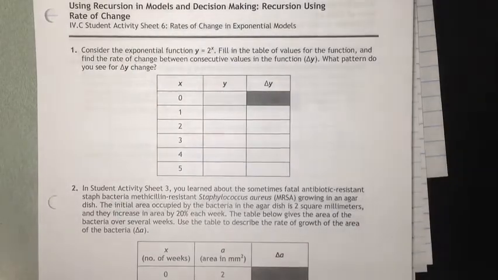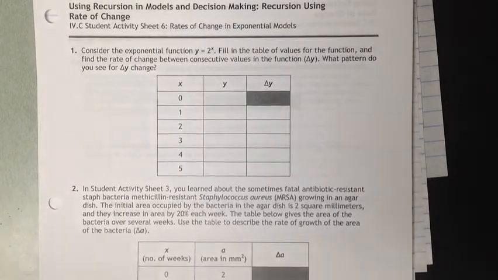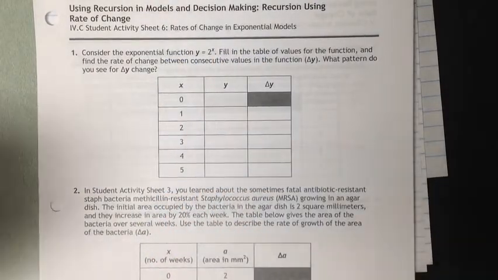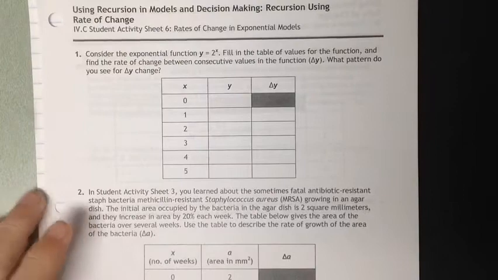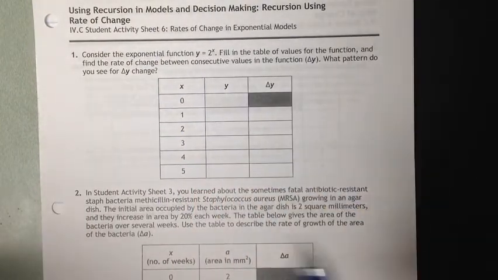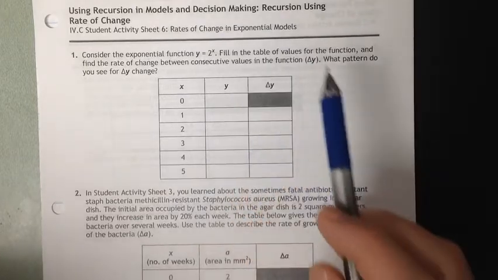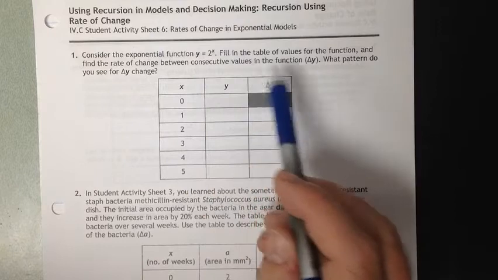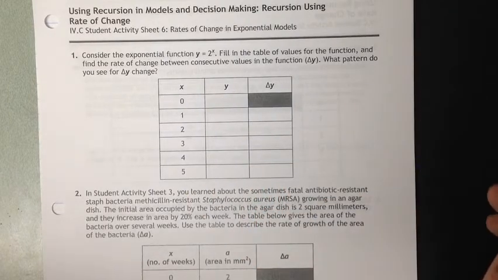All right, AQR students, we're looking at student activity sheet number 6, rates of change in exponential models. So we're starting with this equation y equals 2 to the x power. Consider the exponential function y equals 2 to the x. Fill in the table of values for the function and find the rate of change between consecutive values in the function, delta y. What pattern do you see for delta y change?